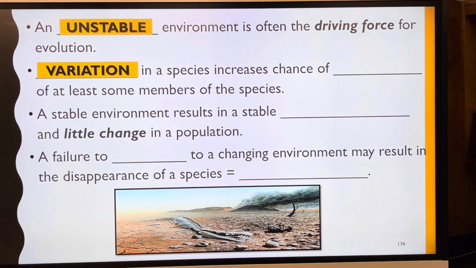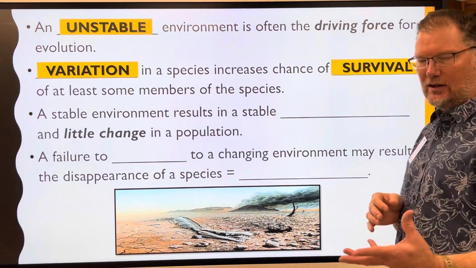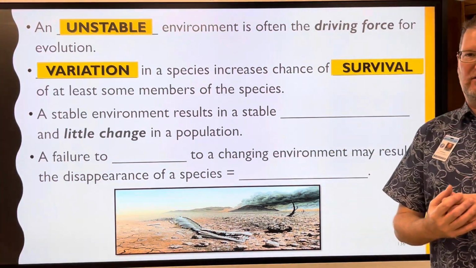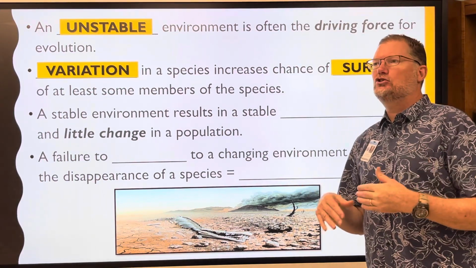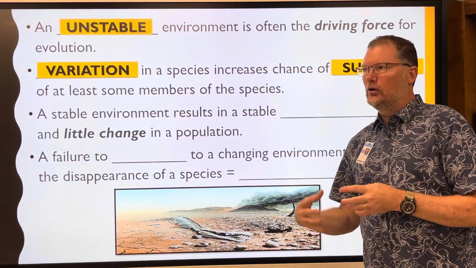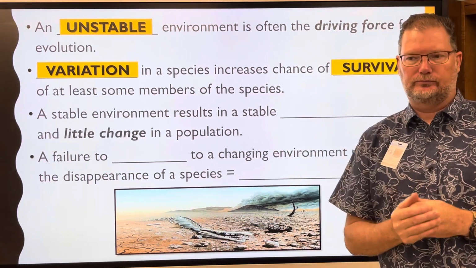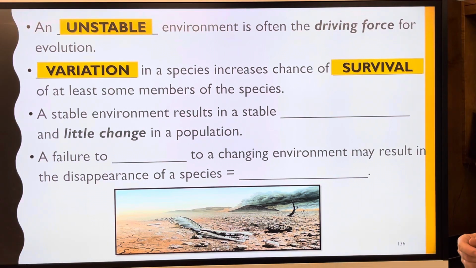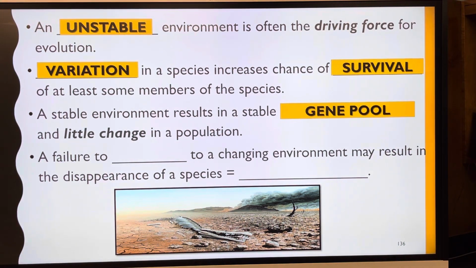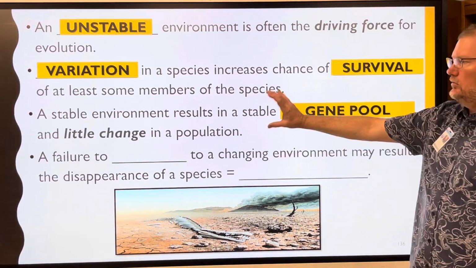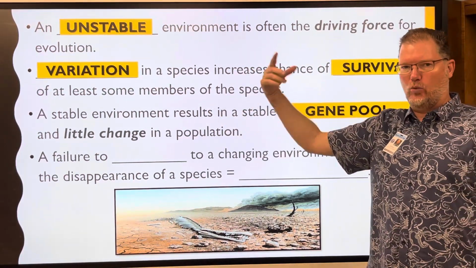Variation in a species increases chance of survival. We know this of at least some members of the species. So we know that the more variation there is in a species, the more chance there's survival. The more variation, in people, the more people will be immune to viruses like COVID. A stable environment results in a stable gene pool, and again, little change in the population. That's just a rephrasing of the one from the last slide.